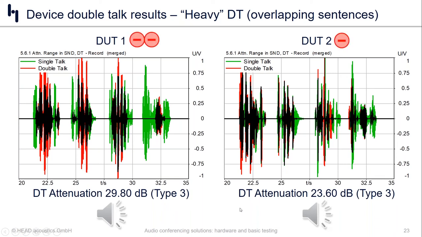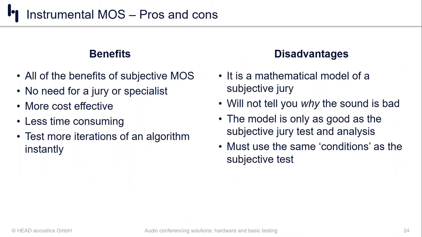So you can see device 2 is really doing the best that it can, and we would grade it better. It is 6 dB better, even though they're both type 3. We're going to give the nod to device number 2. It's still not good. We still want that experience to be a lot better, but that's the way it turned out. Now, let's switch gears and talk about ThreeQuest.